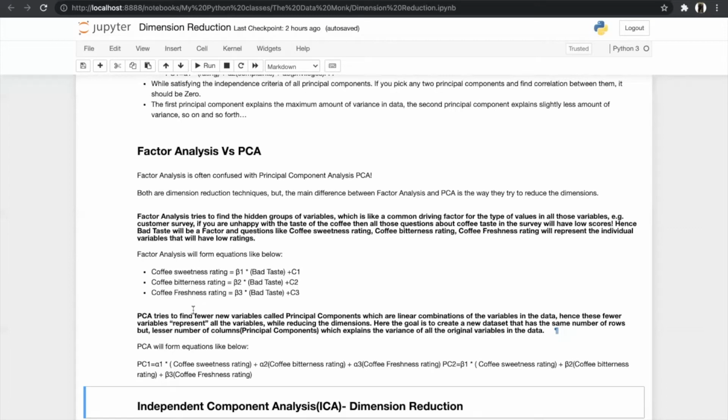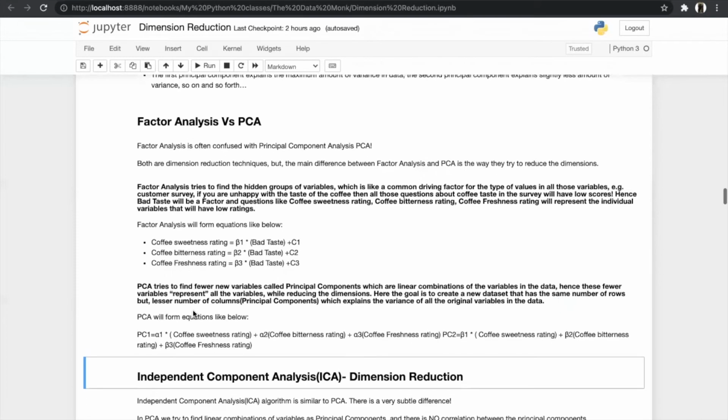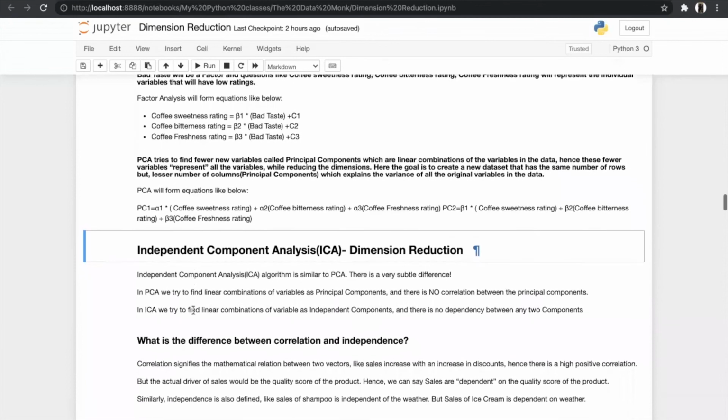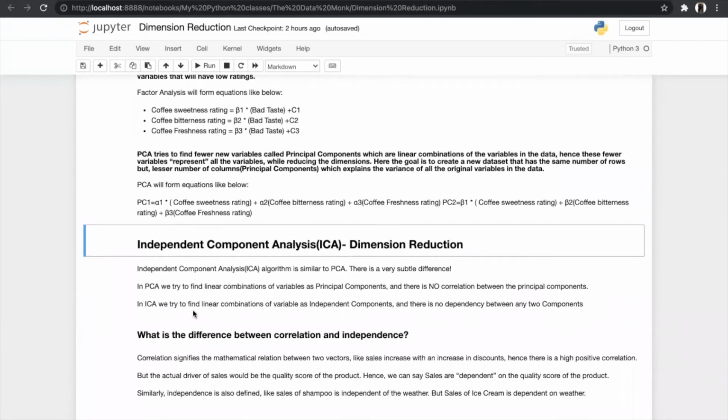So we will move forward and discuss independent component analysis, which is also known as ICA. For independent component analysis, the algorithm is very similar to PCA, but there is a very subtle difference. In PCA, we try to find the linear combination of variables as principal components, and there is no correlation between the principal components. But in ICA, we try to find the linear combination of variables as independent components and there is no dependency between any two components.